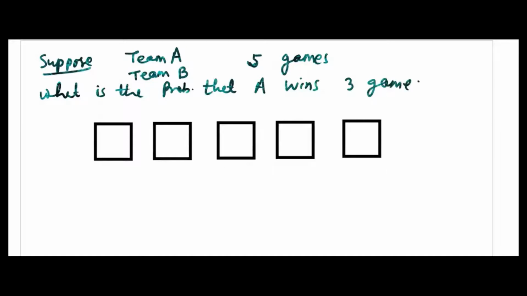Who can answer? If nothing is given, you can take 50-50. P is 50, Q is 50. If nothing is given, otherwise it will be given. It's not that all the time there is a 50-50 chance. Suppose a stronger team is playing a weaker team, we predict that the stronger team will win, right? So it's not always 0.5, but if nothing is given you can take 0.5. So the question is, what is the probability that A will win 3 games?